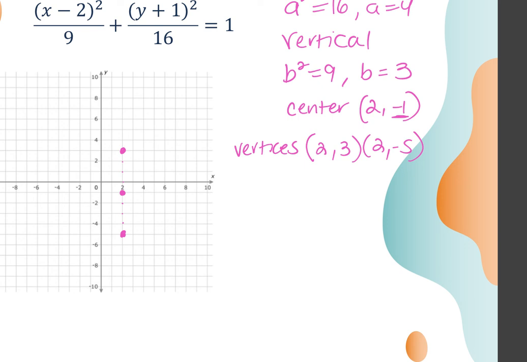My B is 3, so I go 1, 2, 3 to the right, 1, 2, 3 to the left, and those are the co-vertices: 5, negative 1, and negative 1, negative 1. This time we took the h and added and subtracted 3 to it. That's how we got to that point. And then draw yourself your ellipse.